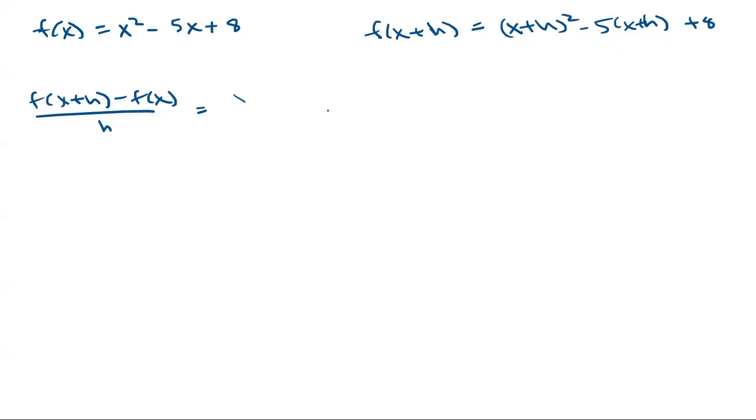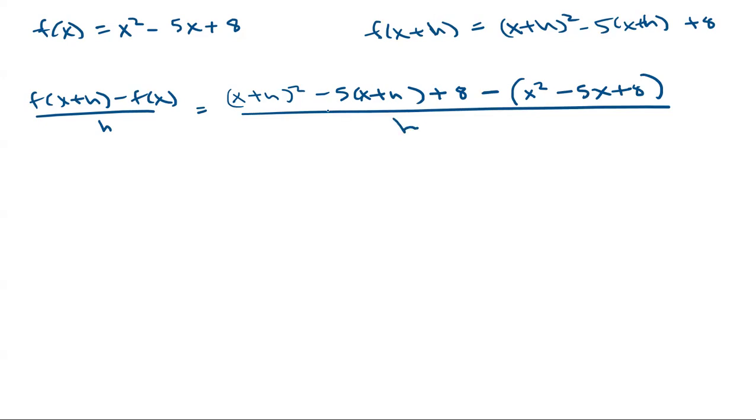So we have x plus h squared minus 5 times x plus h plus 8. And we have to be careful here because it's a minus, right? This is a minus the whole function. So we have to be careful that this part is subtracting this whole thing. So we put x squared minus 5x plus 8, right? So subtracting that whole function there, not just the x squared, but that whole function. And then this is all being divided by h.